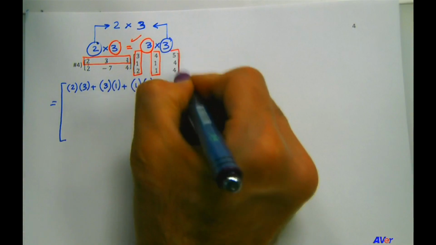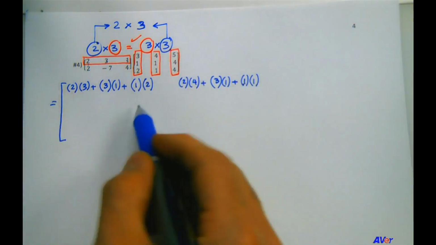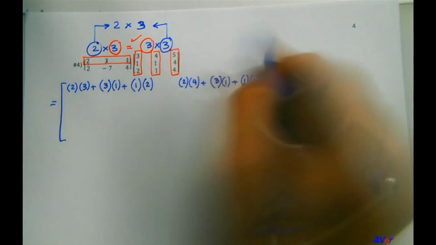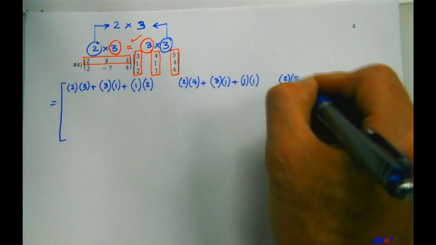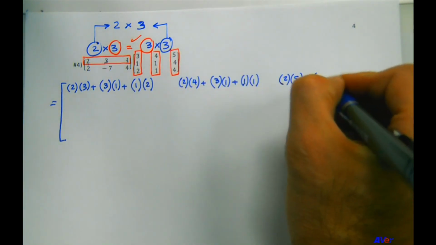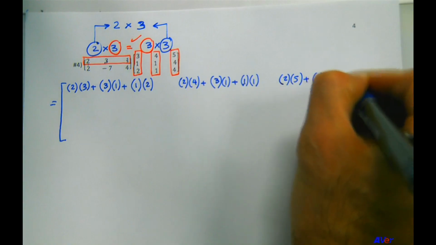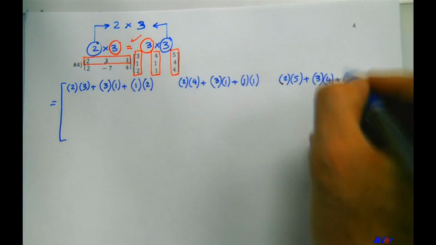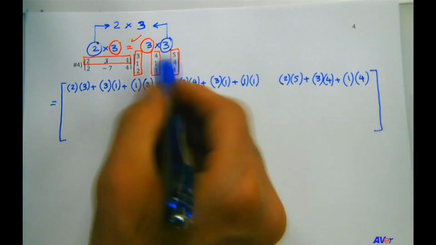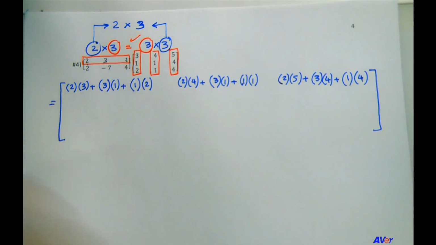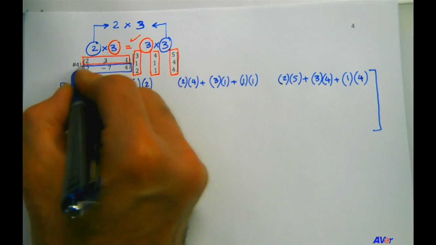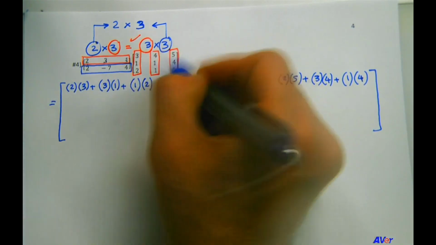We're going to move to the third column. So, 2 times 5 plus 3 times 4 plus 1 times 4. Okay, we ran out of columns. What do we do next? We move 1 row down in the first matrix, and we repeat the procedure.